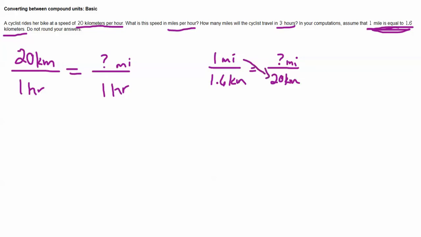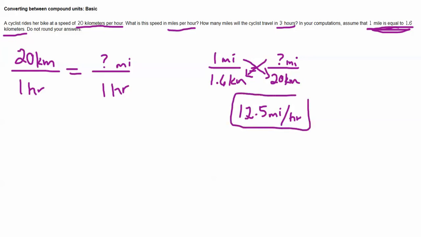This is your proportion, so we'll use our cross products. 1 times 20 is 20, and then divided by the 1.6 is 12.5 miles. So what is our speed in miles per hour? Our answer would be 12.5 miles per hour. And then we can address our follow-up question, which is how many miles will the cyclist travel in 3 hours? So she will travel at a speed of 12.5 miles per hour, and then in 3 hours, or multiply by 3, she will have traveled 37.5 miles in those 3 hours.